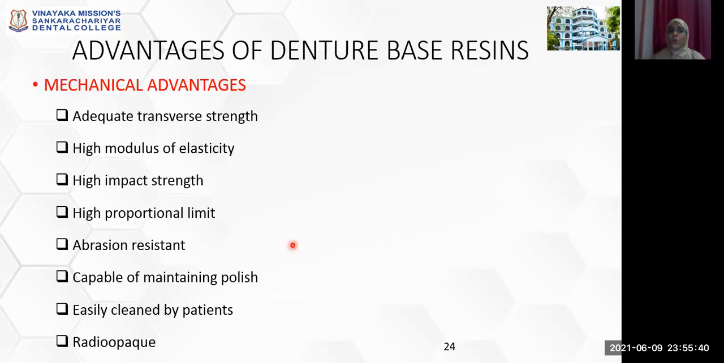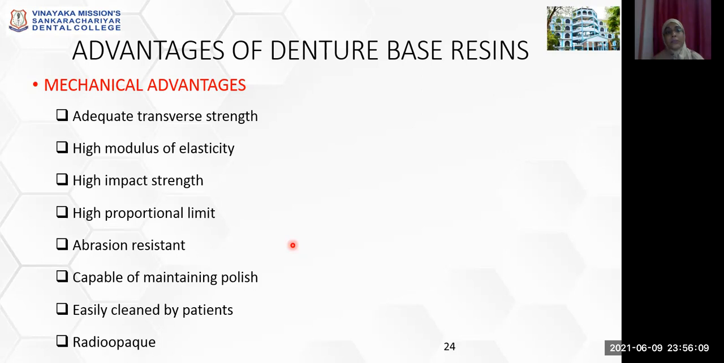Fine. Now I have been telling you about PMMA. So what are the main advantages of these resins when compared to the various other materials which have been used through all these years? They have been using natural teeth, teeth from animals, teeth from dead humans, porcelain, vulcanite, cellulite. Overall, these denture base resins had several advantages.